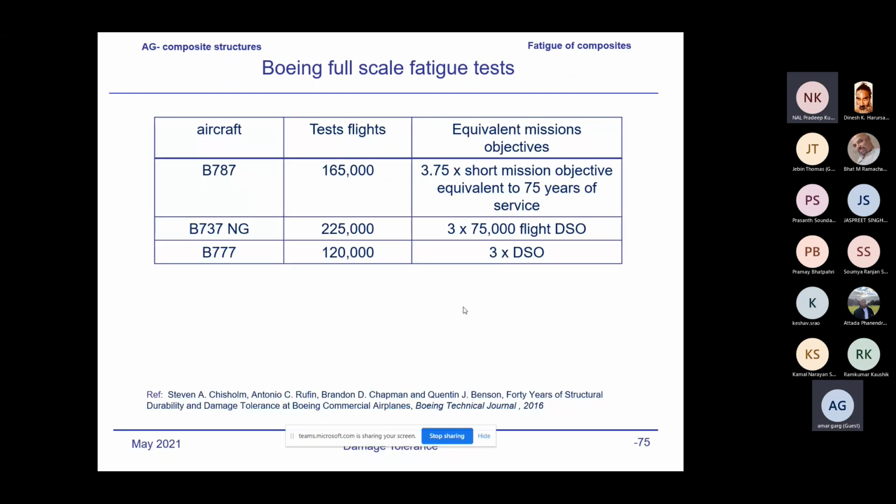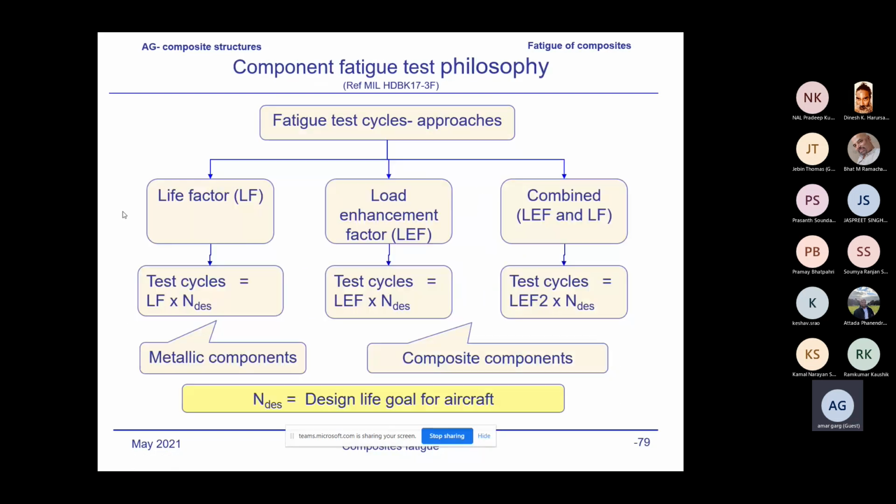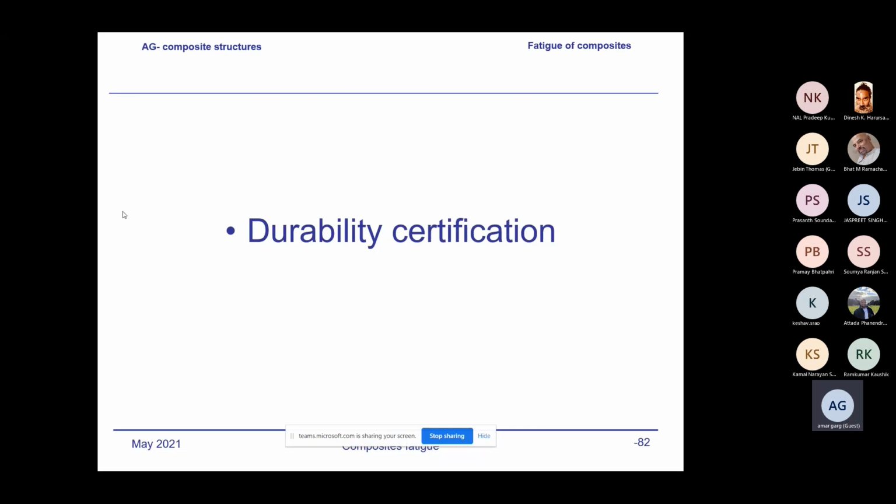Okay. Now, I've just shown in this table, basically the 787 was tested for, say, 165,000 flights, 3.75 short mission objective, equivalent to 75 years of service. And another, 225,000 flights. So just an example of how many flights they've used for testing the whole of the aircraft. It's a full scale aircraft. Won't go into the details of this. All this for composite, I had already shown.